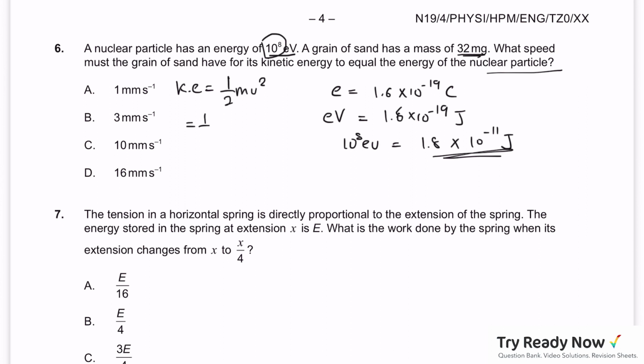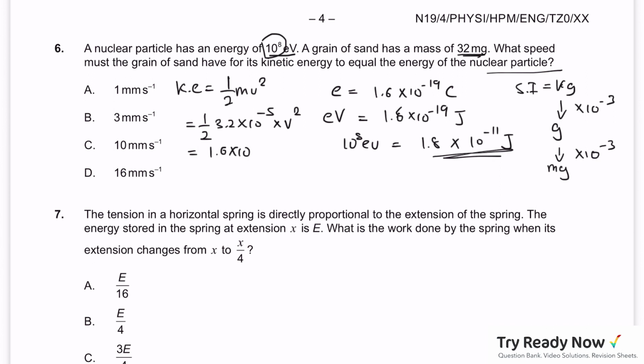So we know the mass is 3.2 times 10. Now to figure this out, we know the SI unit for mass is kilograms. So if we're going to express this in grams, this is times 10 to the power of minus 3. And to further go to milligrams, it's another times 10 to the power of minus 3. Now this means that this is actually 10 to the power of minus 6, but because I moved the decimal place forward by 1 to be 3.2, we can express it as 10 to the power of minus 5 multiplied by v squared. And that gives us 1.6 times 10 to the power of minus 5 times v squared.